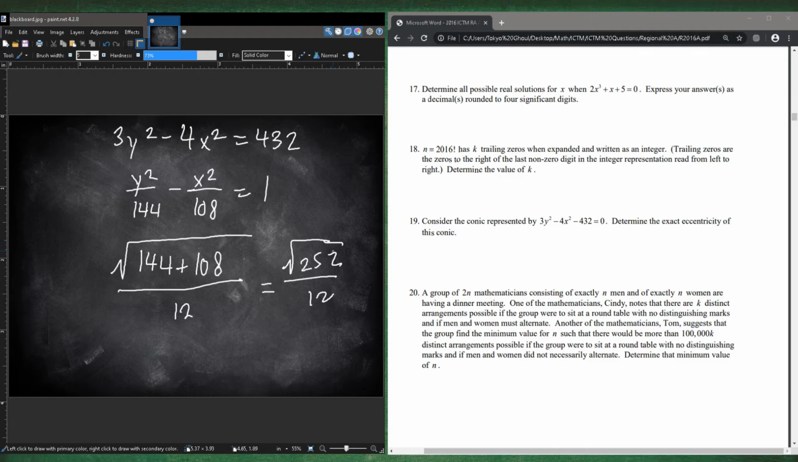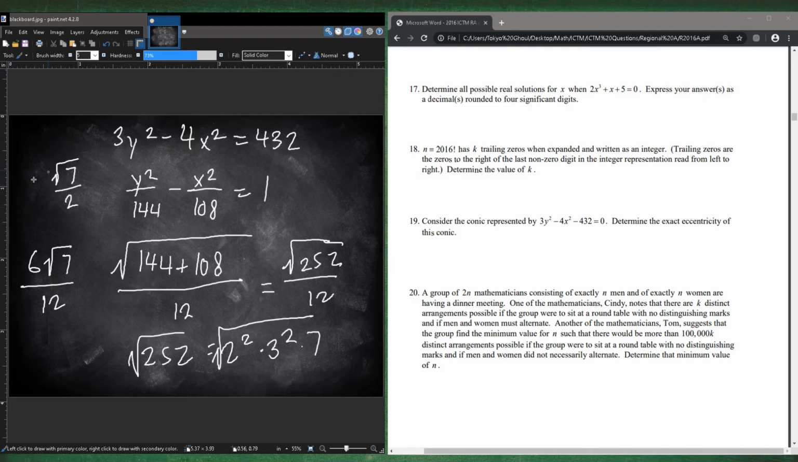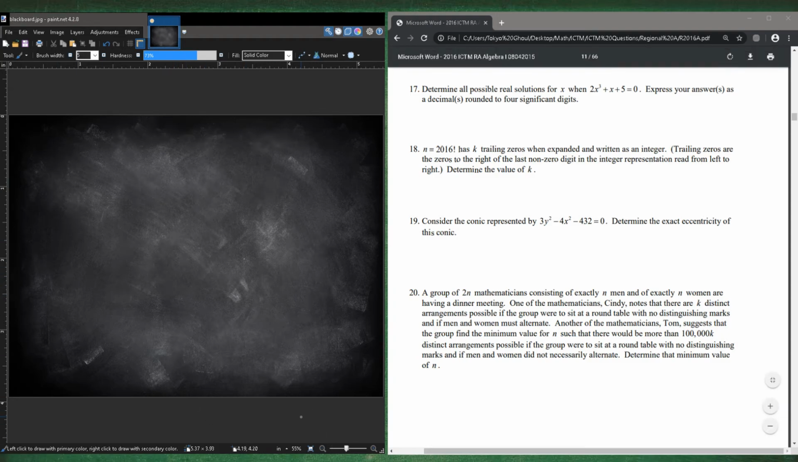So what does 252 factor out to? 252 is 2 times 2 times 3 times 3 times 7. So if you take the square root of this, you get 2 times 3, which is 6, square root 7. It's the same thing as square root 252 over 12. So that means your eccentricity is square root 7 over 2, simplified. So there's your answer for 19. You just need to know what eccentricity is.